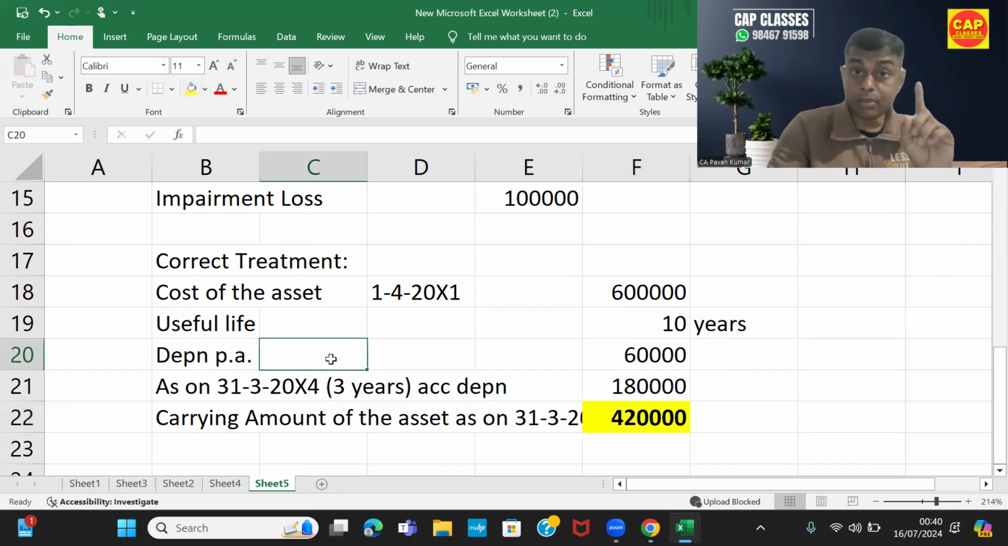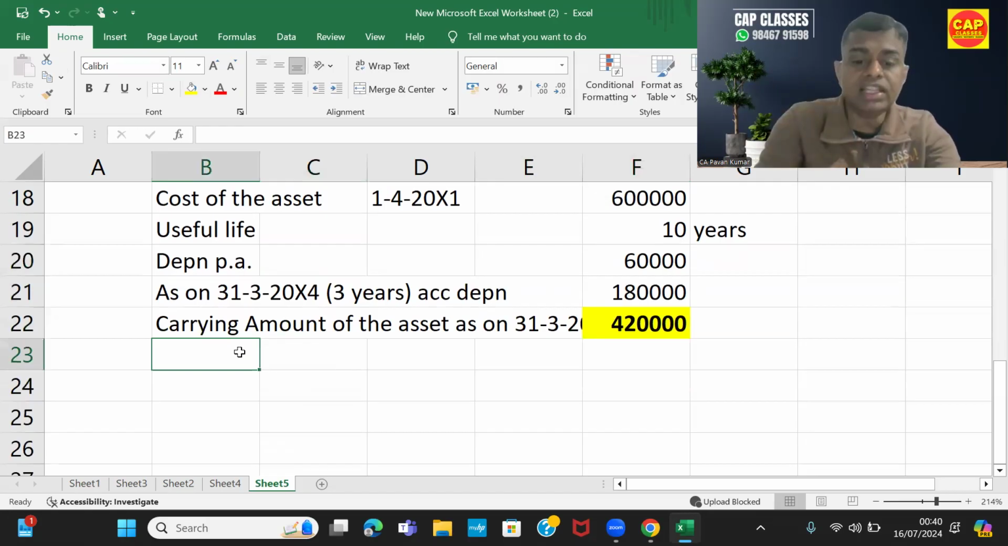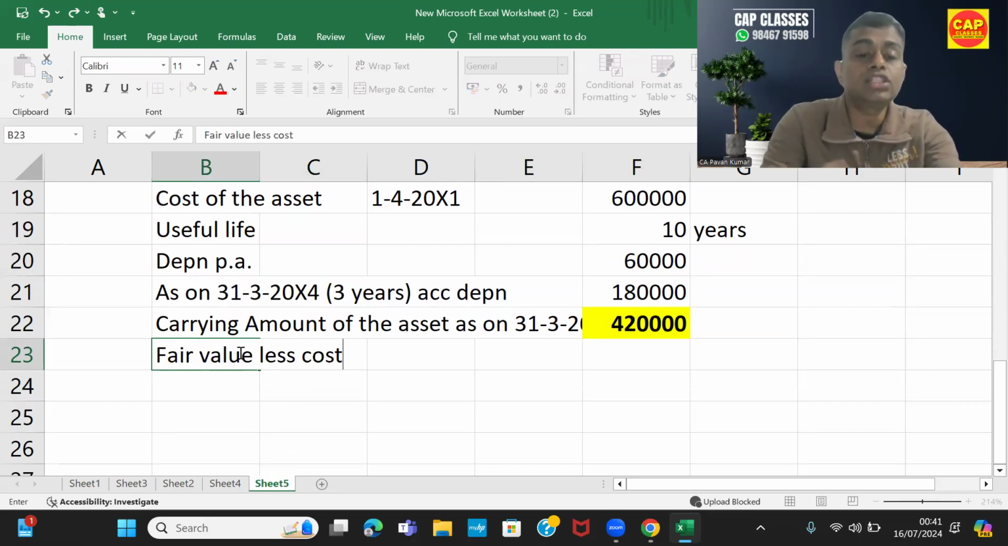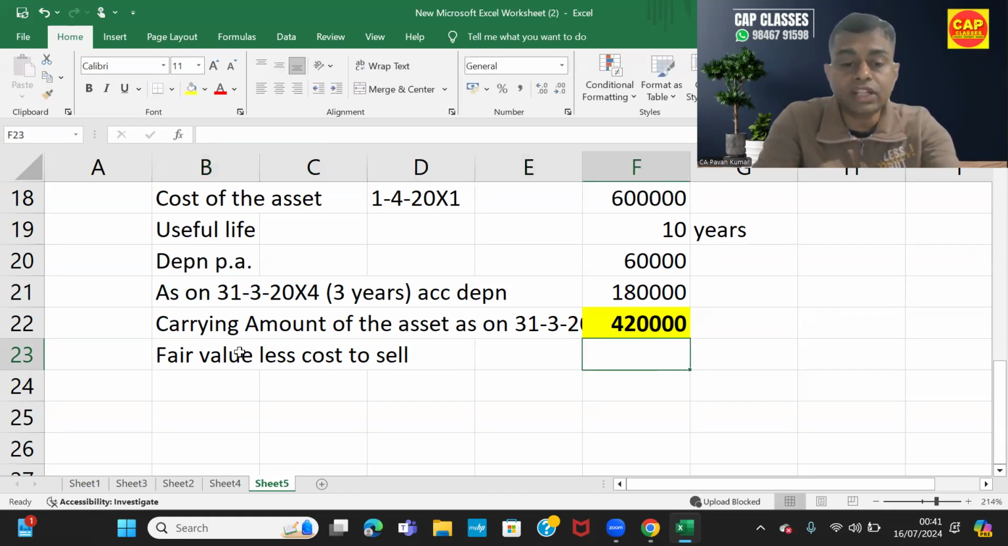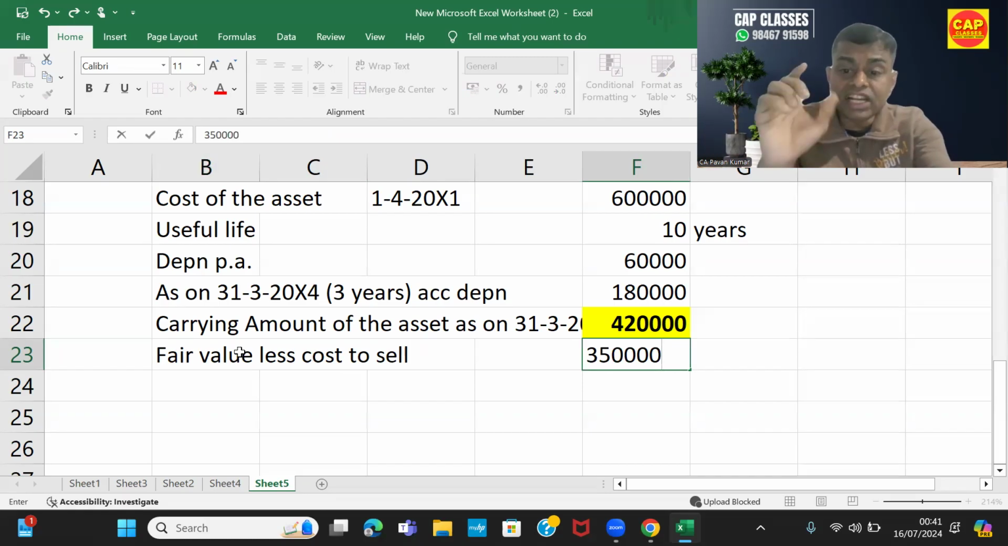But remember one very, very, very important thing. In the question, they said fair value less cost to sell, which is considered to be the revalue. You can either follow cost model or revaluation model as per Ind AS 16, property, plant and equipment. But whatever the model is, if you know that there is an impairment, you should book impairment loss, isn't it? You should book impairment loss. So fair value less cost to sell given is 3,50,000 as on 31/3/20X4.